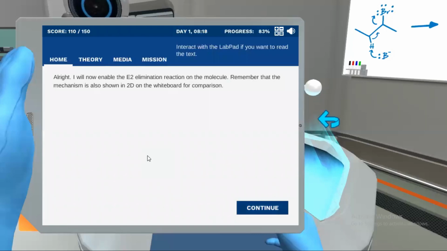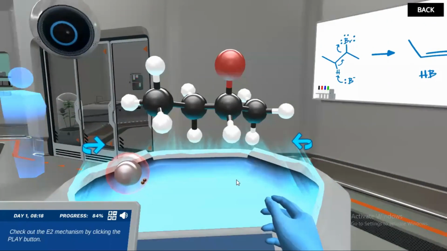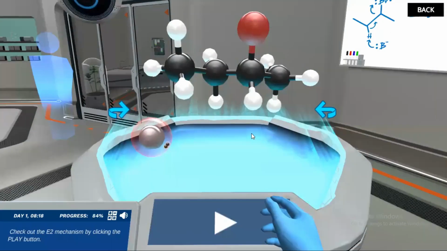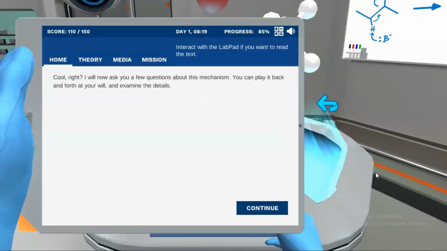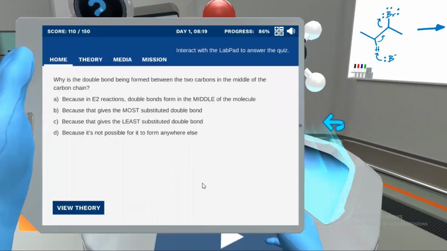Alright, I will now enable the E2 elimination reaction on the molecule. Remember that the mechanism is also shown in 2D on the whiteboard for comparison. Check out the E2 mechanism by clicking the play button. Cool, right. I will now ask you a few questions about this mechanism. You can play it back and forth at your will, and examine the details. Why is the double bond being formed between the 2 carbons in the middle of the carbon chain?